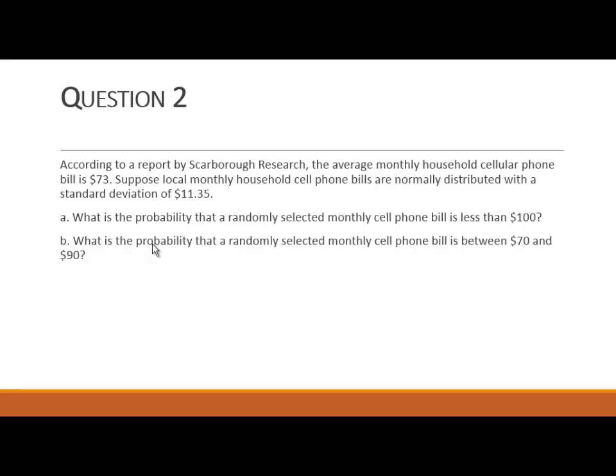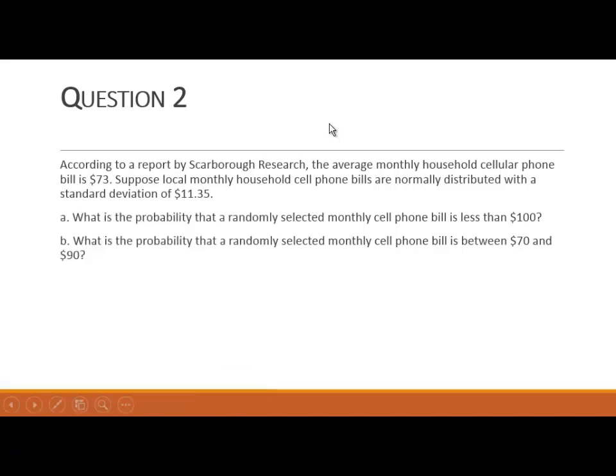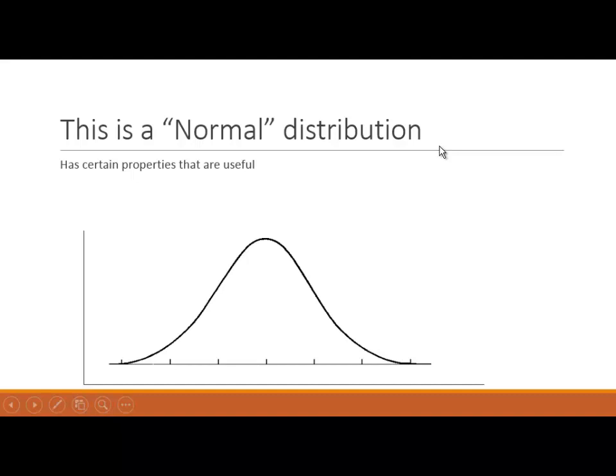This is all based on three pieces of information. The first is that the bill amounts are normally distributed. The second is the average, the mean, is $73, and the third is the standard deviation is $11.35. Those three pieces of information allow you to go forward and do a whole bunch of analysis that is really useful. These are things that we would like to be able to figure out in real life. All right, so this is all based on the normal distribution.